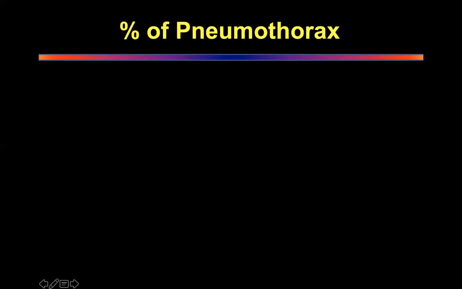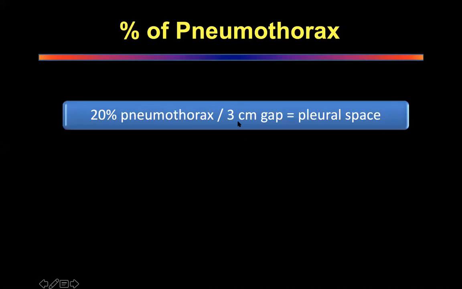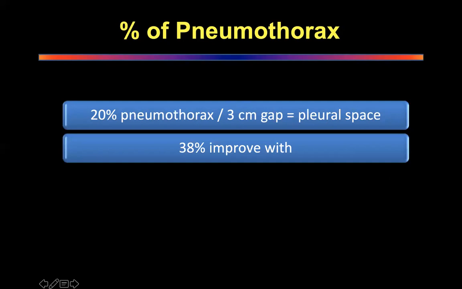Okay, so where were we? I think Adnan asked me to talk about this. Adnan said he was asked this question in the exam, so I put it in the context of this discussion just for completeness. How do you calculate the percentage of pneumothorax? The standard point where you start acting is when there is more than 20% pneumothorax or more than a 3 centimeter gap in the pleural space.